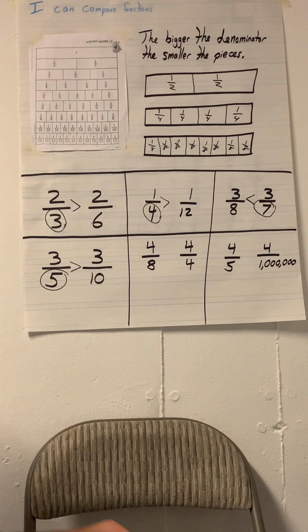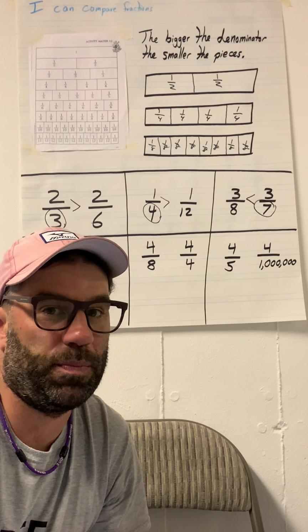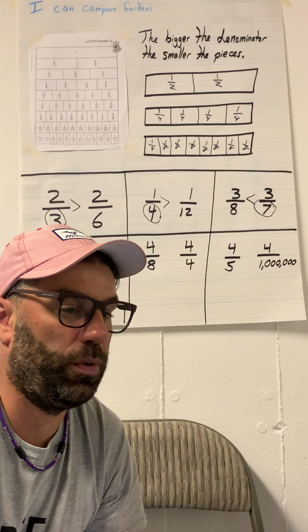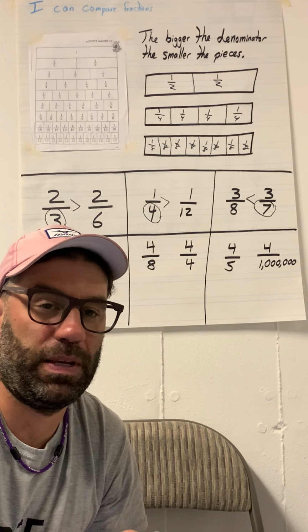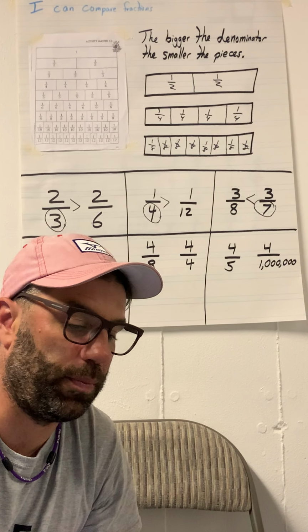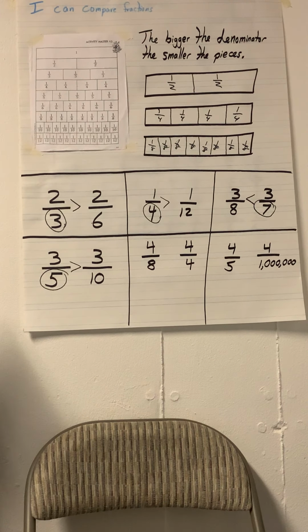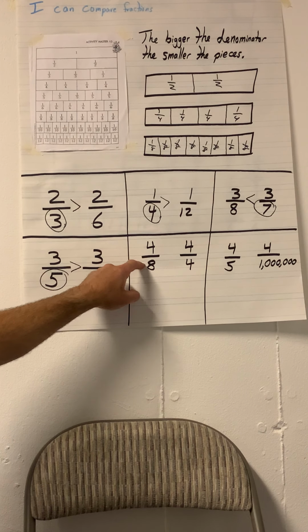So just think about the candy bar. Think about if you're sharing a candy bar with 2 people, or you're sharing a candy bar with 8 people. Obviously the pieces are going to get smaller and smaller the more people you have, right? So the bigger the denominator, the smaller the pieces.